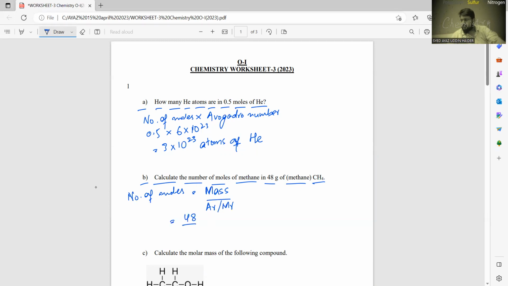MR of CH4 is, for carbon, AR is 12, hydrogen, it's 1. So we have 4 atoms of hydrogen. We'll multiply 4 by 1, we'll get 4. 12 plus 4, we will get 16. So 48 divided by 16. The answer will be 3 moles of CH4.